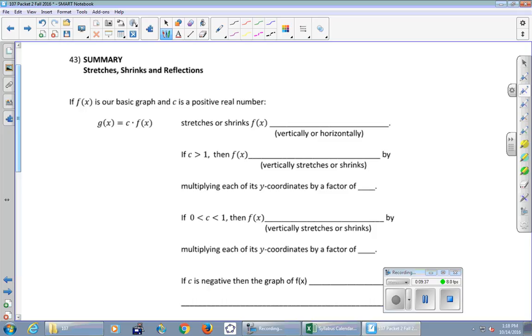C times f of x stretches or shrinks f of x. So as I say, vertical or a horizontal thing. That's a vertical thing. I'm too lazy, I'm just going to circle vertically. If c is greater than 1, it is a vertical, which one? It is a vertical stretch. By multiplying each of the y coordinates by a factor of what number? C. That's the magic number.